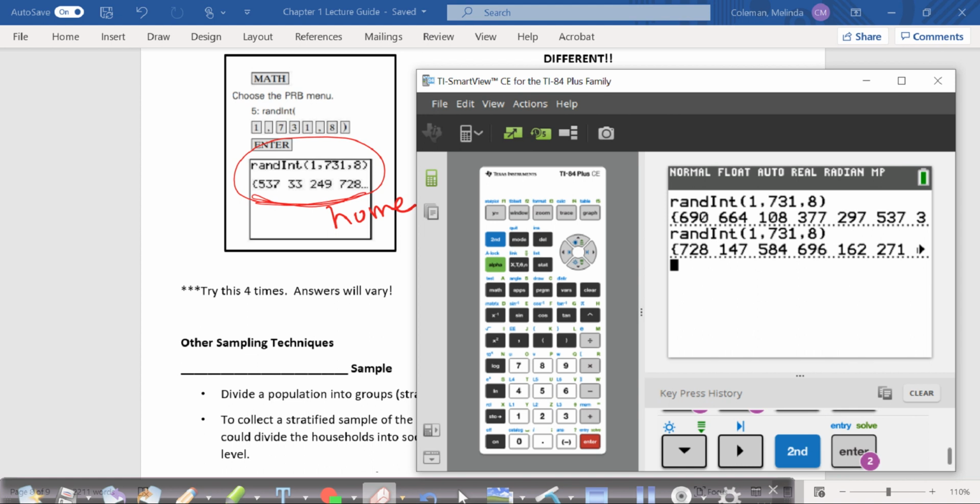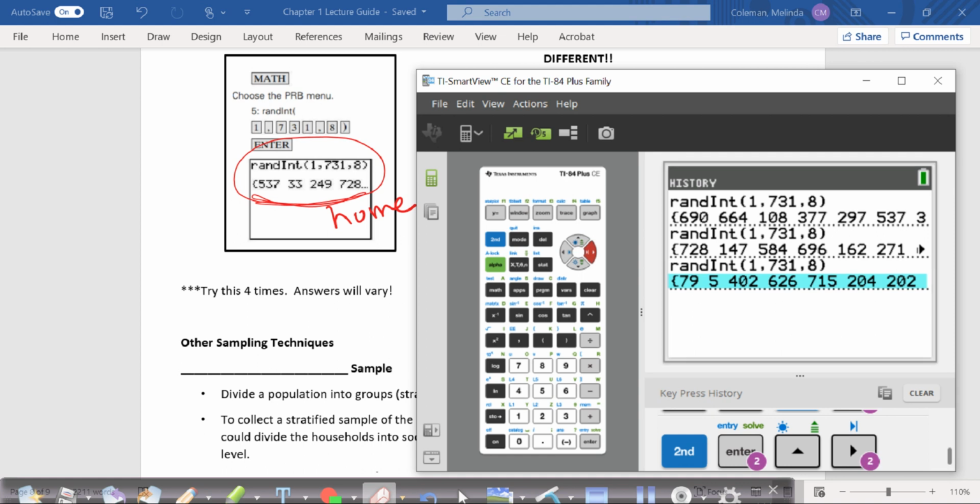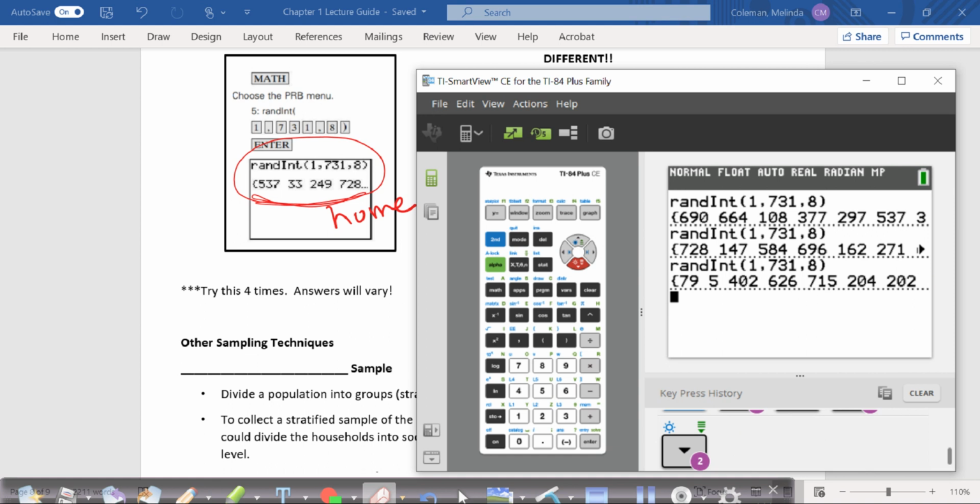If I want to do the experiment again to get 8 different people, again I can do second enter, hit enter again, and I now have person numbered 79, number 5, number 402, and I can get the rest of them. And again, if you see that this little arrow is here, that means that there is additional information over there. And so if I tab over, there's 1, 2, 3, 4, 5, 6, 7. And then the 8th person would be brought to the side.